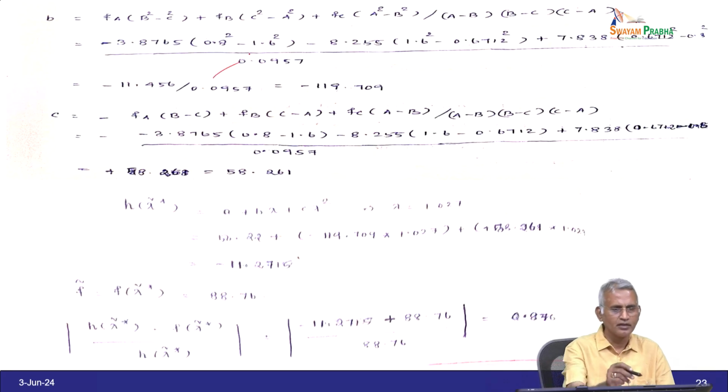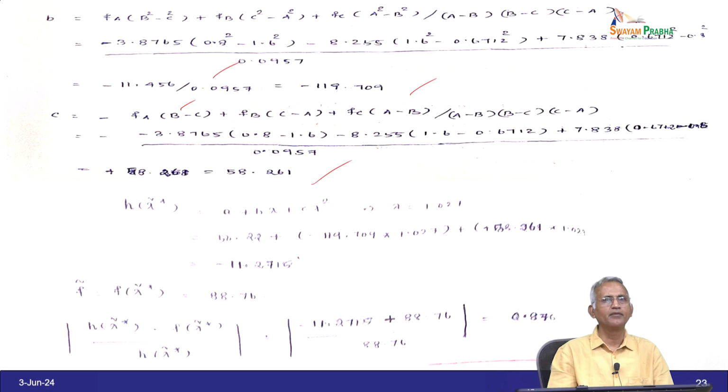So, that we have 11.456 by 0.0957 equal to minus 119.709, and for the convergence test corresponding c is minus fa into (b minus c) plus fb into (c minus a) plus fc into (a minus b) by (a minus b) into (b minus c) into (c minus a), and substitute the values of a, b, c, fa, fb, fc. So, that we have 58.261. For h of lambda star square is equal to a plus b lambda plus c lambda square.